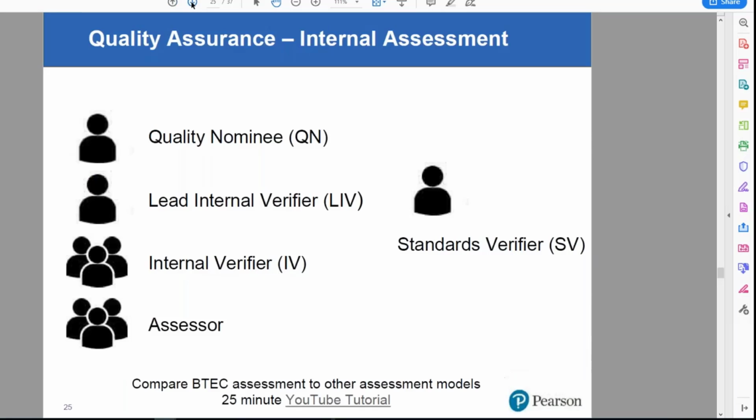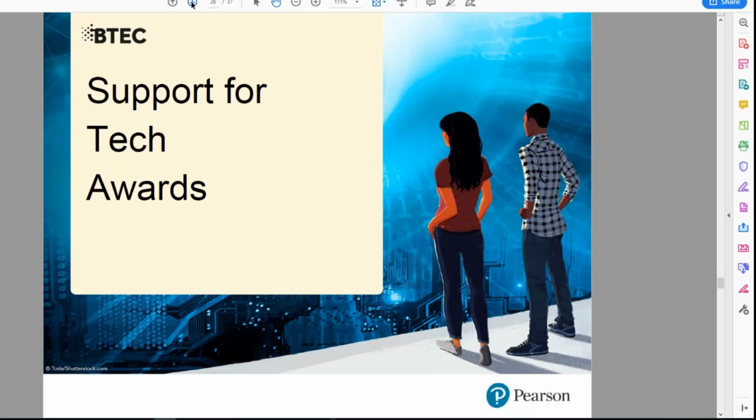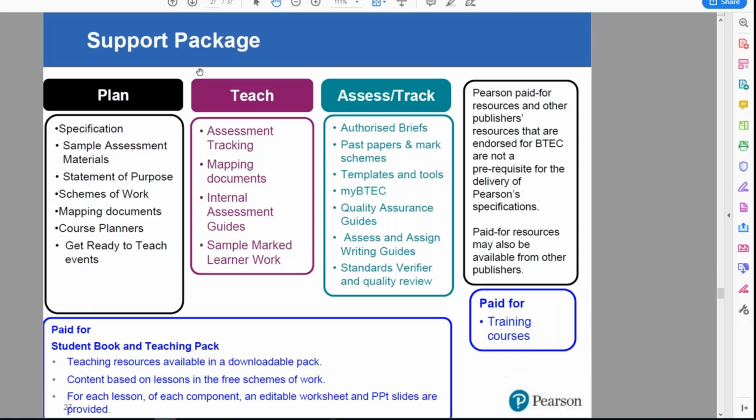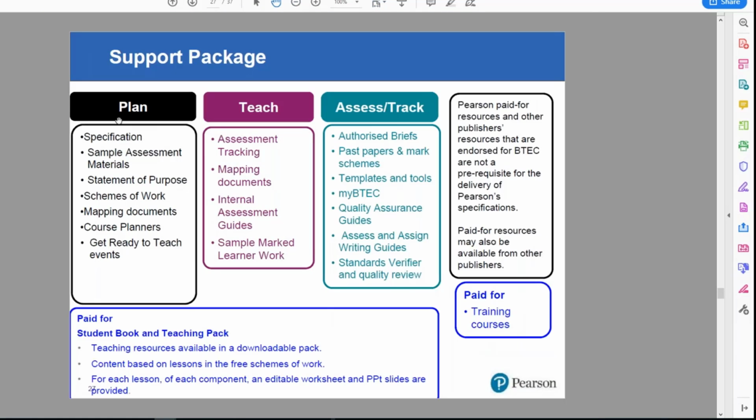Great. So we've flown through all of the components. We've talked about the quality assurance and the teams. What support are we giving? So we've got this horrible slide here. Let me have a quick look.